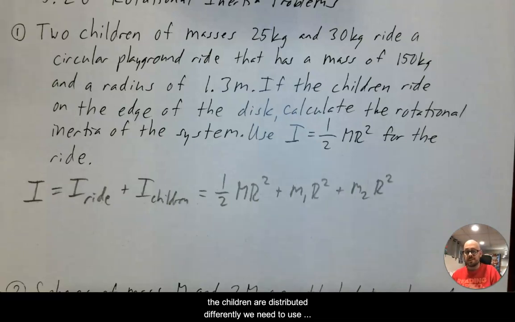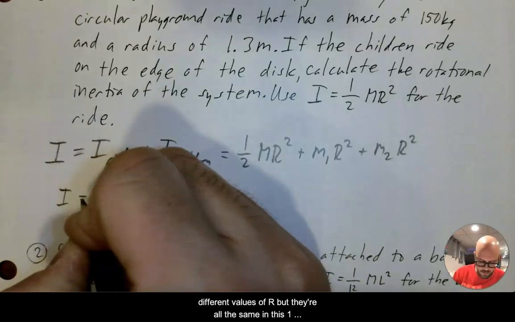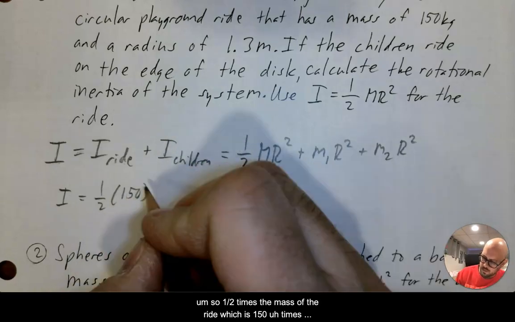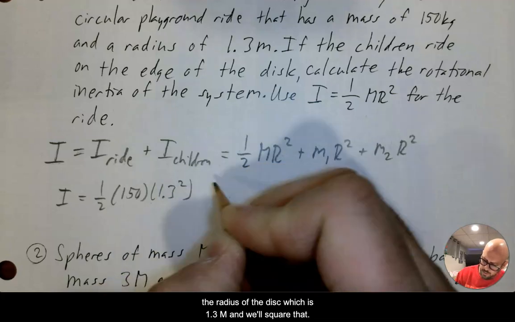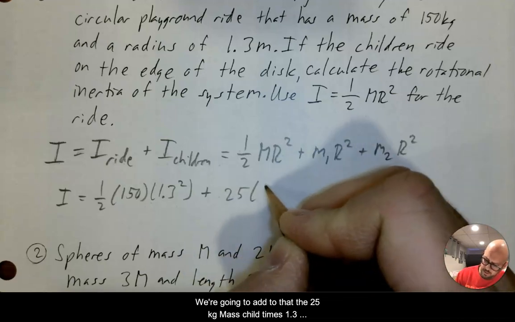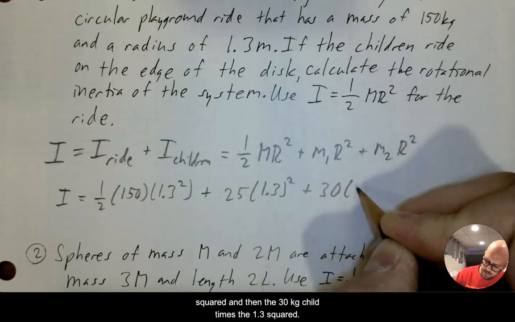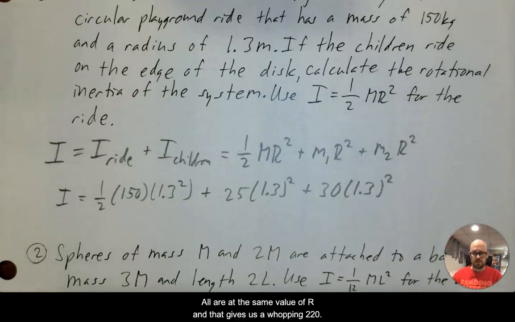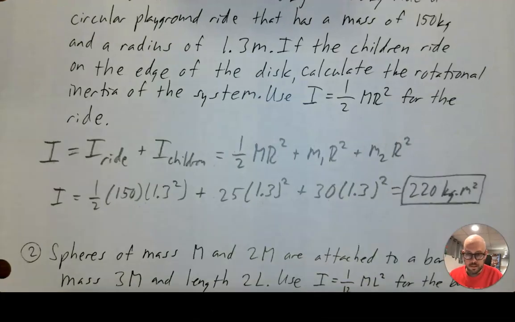Now, if the children are distributed differently, we need to use different values of r, but they're all the same in this one. So 1/2 times the mass of the ride, which is 150, times the radius of the disc, which is 1.3 meters, squared. We're going to add to that the 25 kilogram child times 1.3 squared, and then the 30 kilogram child times 1.3 squared. So all are at the same value of r. And that gives us a whopping 220 kilogram meters squared.